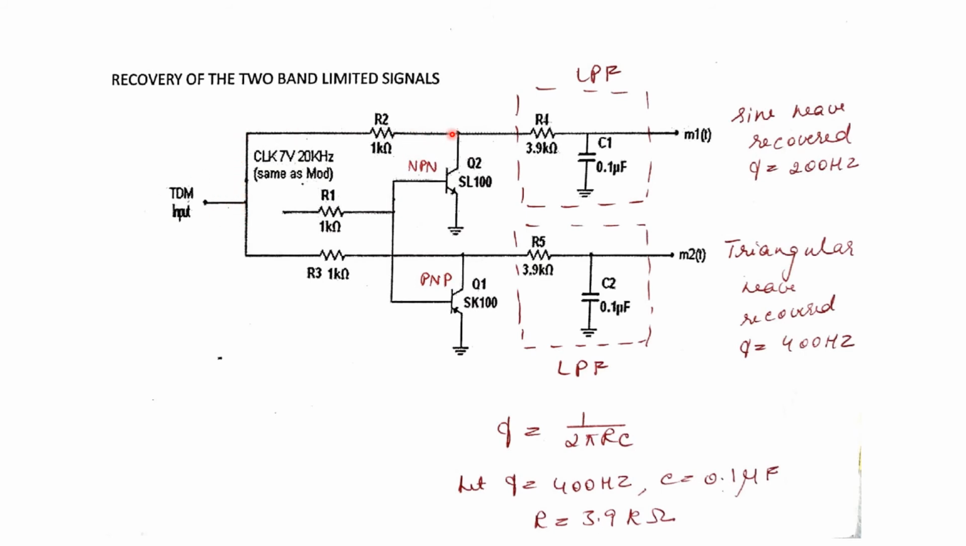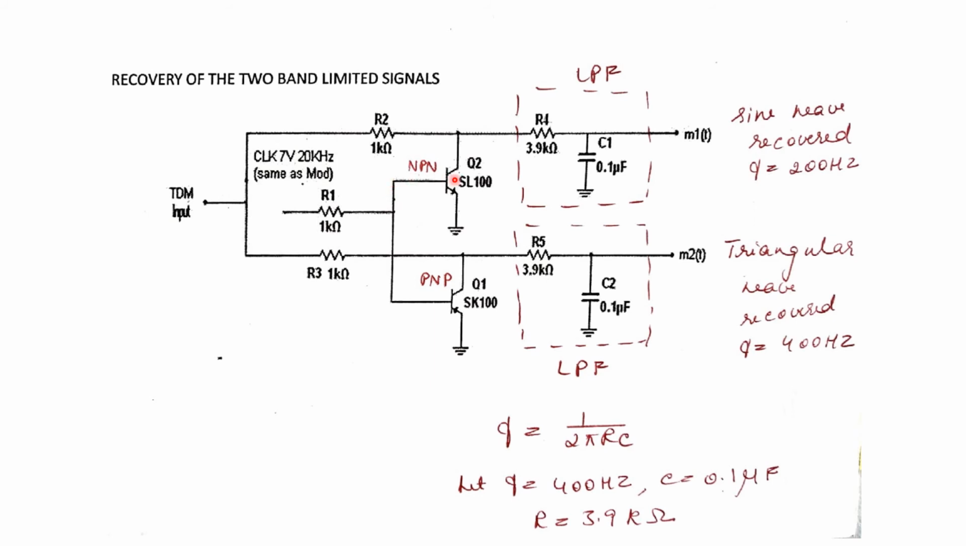So TDM input is given over here, which goes to the collector of this NPN and PNP transistors through the resistances R2 and R3. And we have a clock signal, the same clock signal which is used for multiplexing is used here for demultiplexing, a 7 volt 20 kilohertz signal which is fed to the base of NPN and PNP transistors. Now what happens to the positive half cycle of the clock?